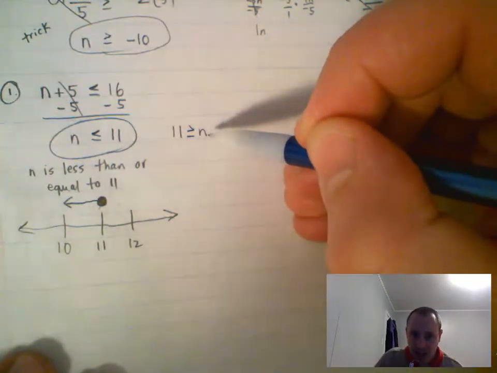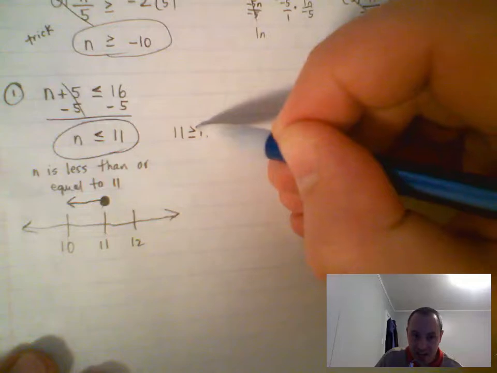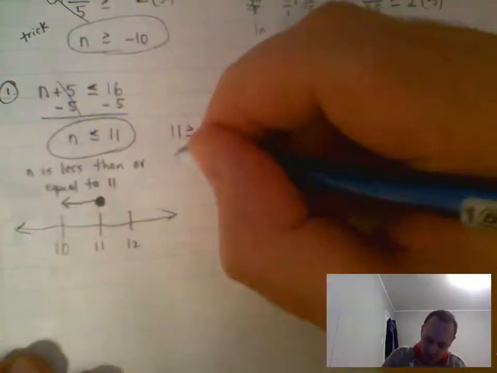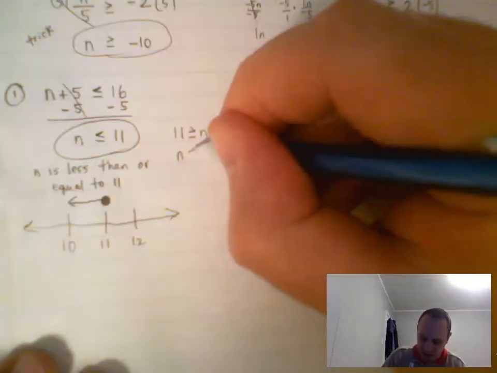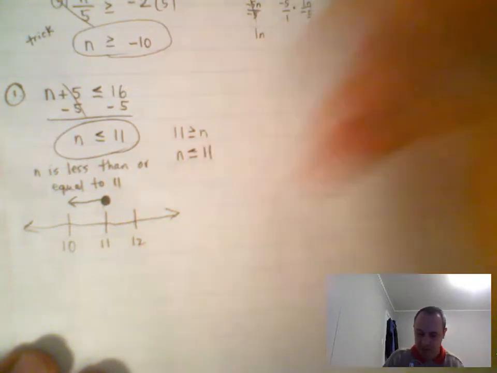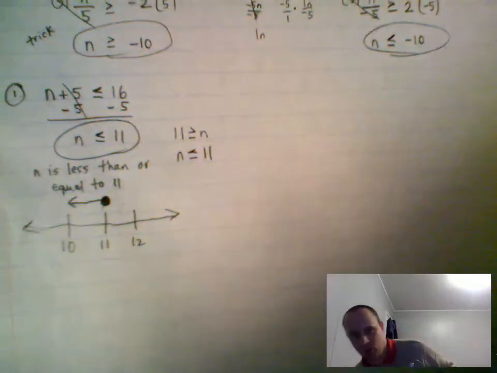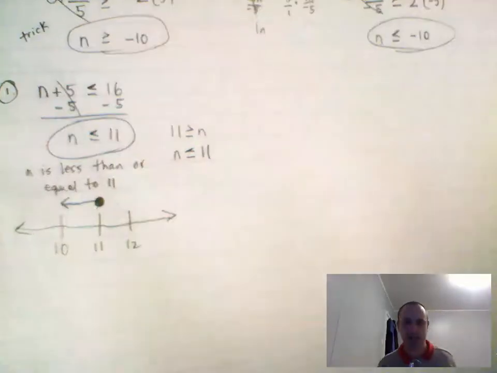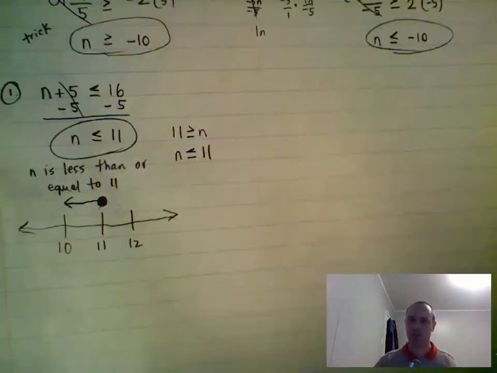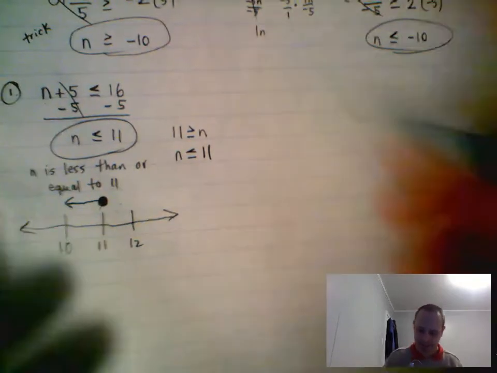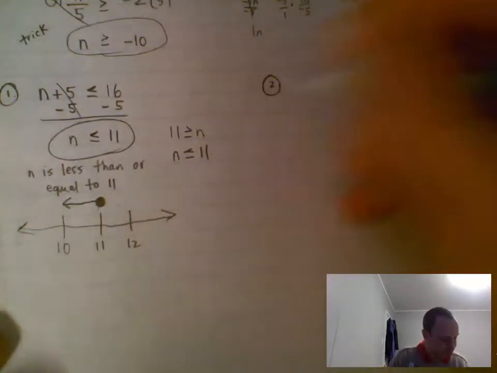As long as you understand that this is still saying n is less than or equal to 11, you could flip it right now and say n is less than or equal to 11, and then your arrow situation will work. But I really encourage you to think through what it's saying to get that arrow correct. If it doesn't make sense yet, hopefully after a few more problems it will make more sense. Okay, let's look at number 2.